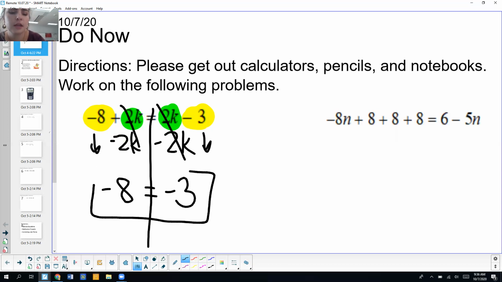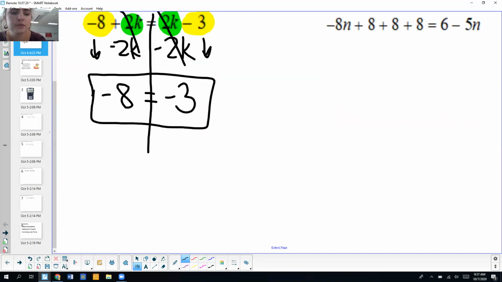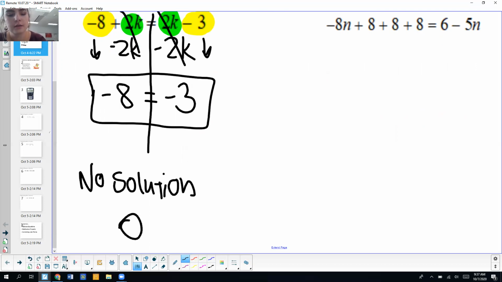So -8 equals -3. And if you recall from yesterday when we did no solution, all real numbers, and one solution, when we've got a number equaling a different number, that's when we have no solution. And we can also write it like this. So no solution on that first one.